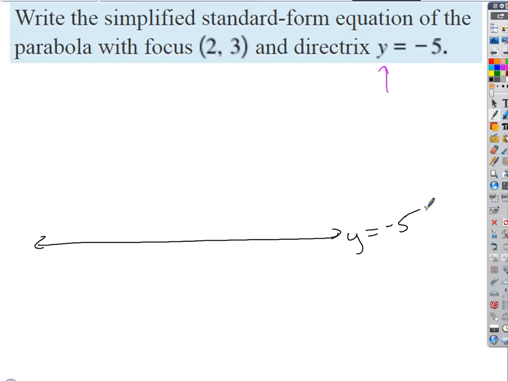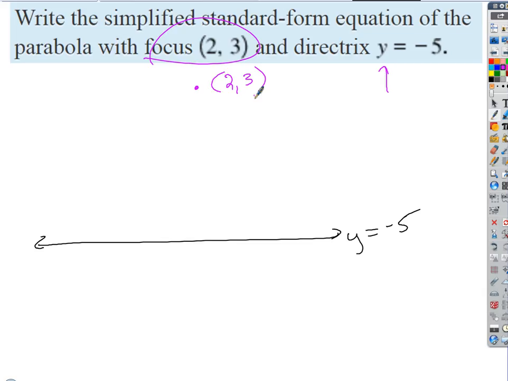y equals -5. What about the focus? Is it above or below the directrix? Because this is the directrix right here, right? How would you know? Say it again. It's above. How come? I mean, it's a simple question. I know you're probably thinking, well, wait, yeah, just the y coordinate, right? The coordinates are telling us this has a y value of 3 and that y value is -5. Obviously, the point's above them, right? So the focus is going to be up here somewhere with coordinates 2, 3.